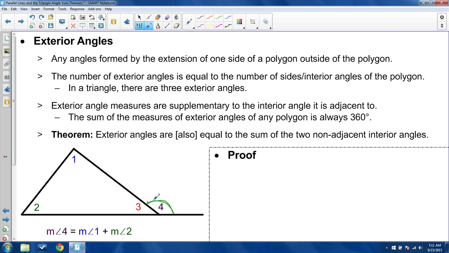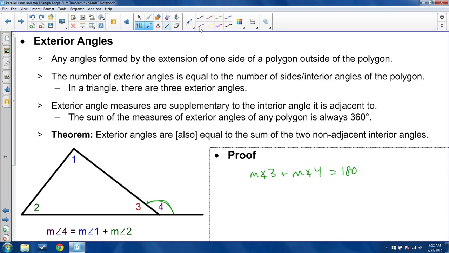Exterior angles are always supplementary. I'm kind of going out of order here. Exterior angles are always supplementary to the interior angles it's adjacent to. So angle 4 and 3 are adjacent, and they form a linear pair always, so they're supplementary. So the measure of angle 3, this will actually be a part of my proof. I'm just going to go ahead and start writing it. Measure of angle 3 plus the measure of angle 4 equals 180 degrees.